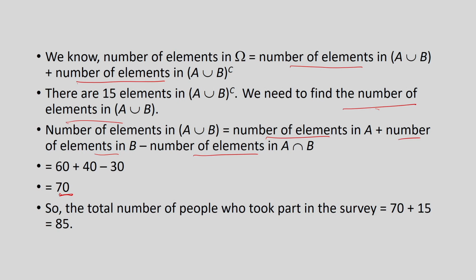So, we have got this also, we have got this also. Now, we just have to add them up. So, 70 plus 15, and so the total number of people who took part in the survey is 70 plus 15 is equal to 85. So, this is our answer.